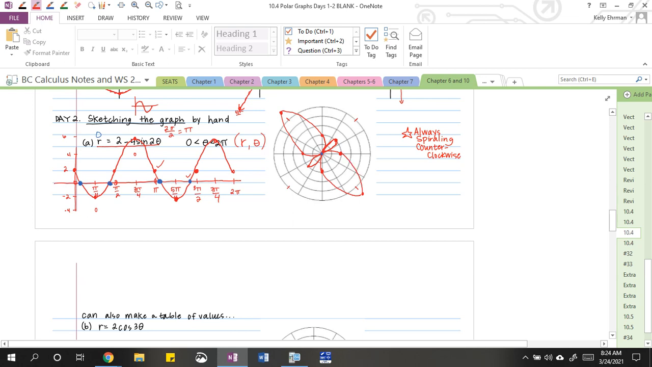So it took 2 full periods because I had a 2 theta angle there for me to complete this polar graph. So that's another thing that we'll need to be able to figure out, like where's the starting and stopping point of the graph.